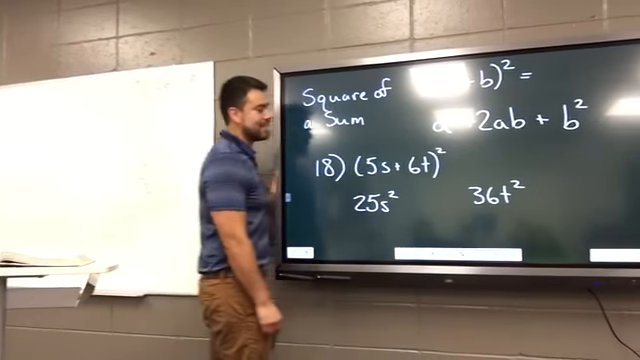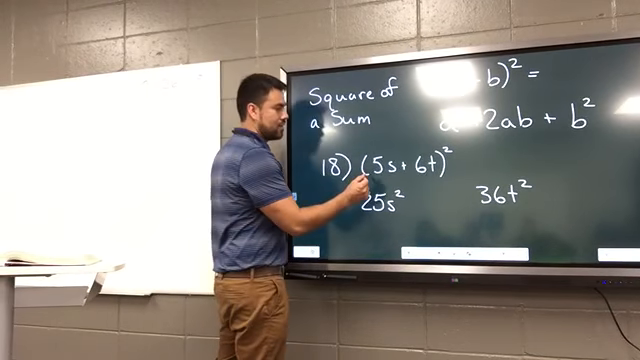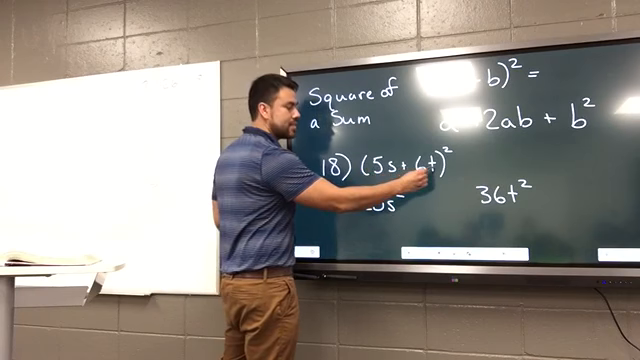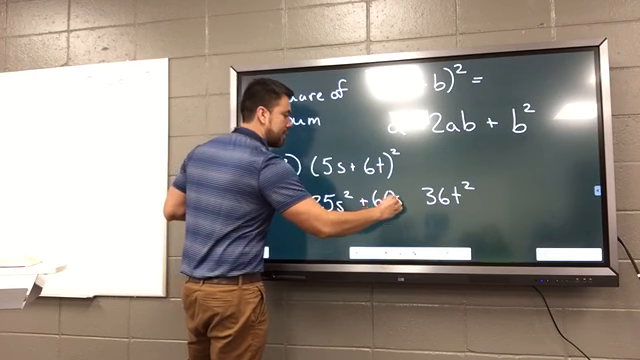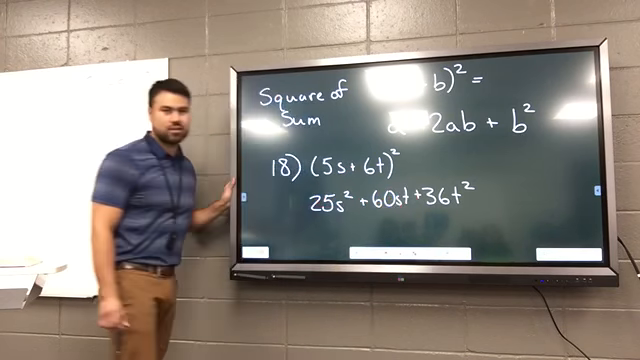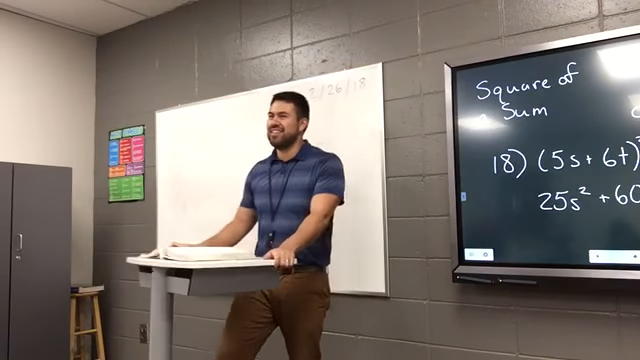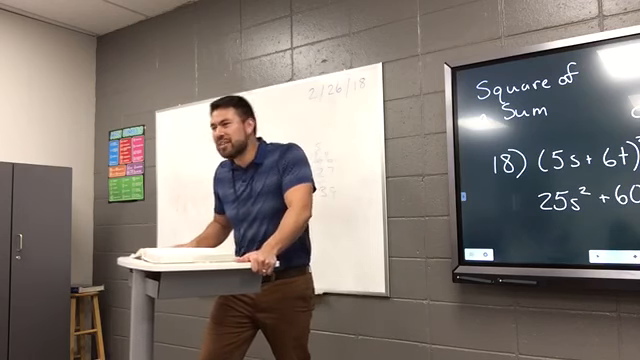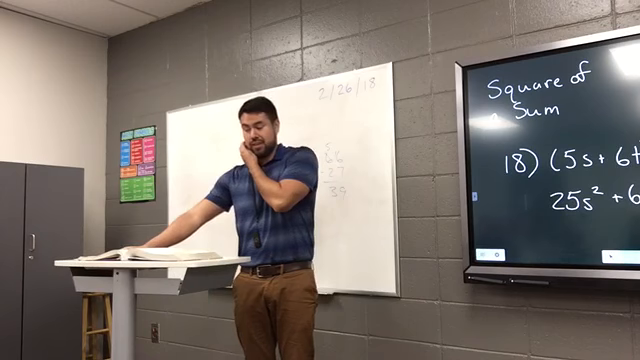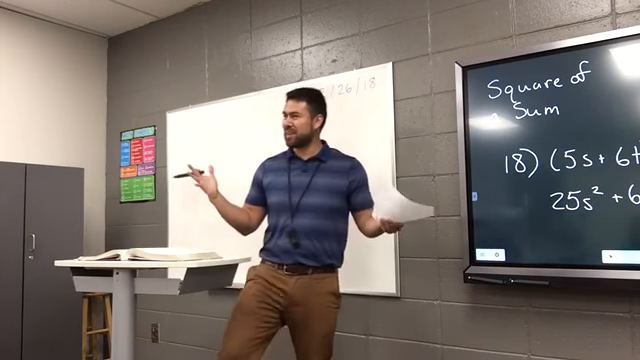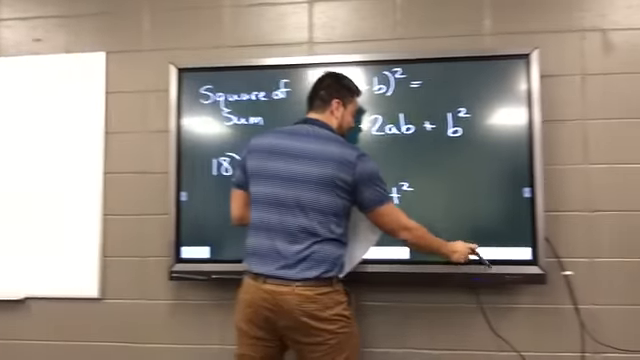Okay, how'd you get 60st? I get the st part. Yeah, what's 5s times 6t? 30st. Double that? 60st. That's my answer. Done. It's a special product, isn't it? Isn't it special? You don't even have to work it out using FOIL. You can memorize how to work those ones. Okay. You guys aren't excited about that? You like doing the long way? Okay, fine. Let's move on.